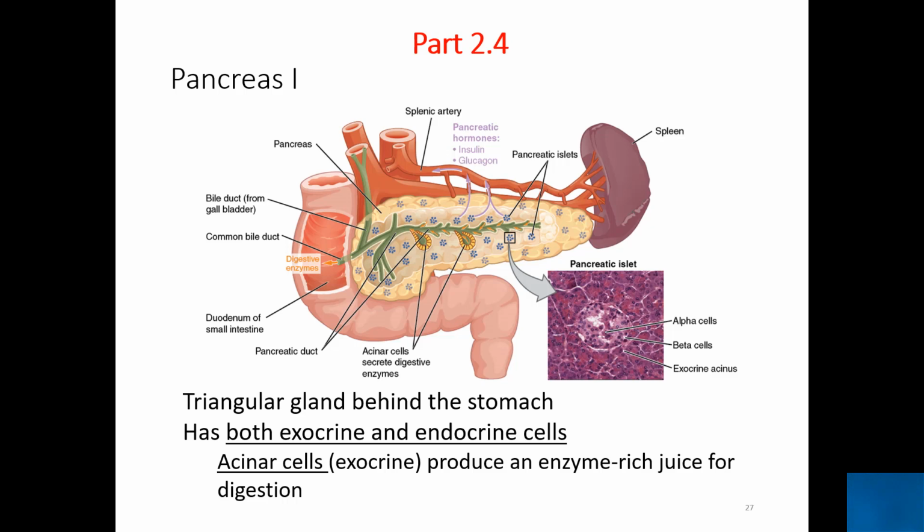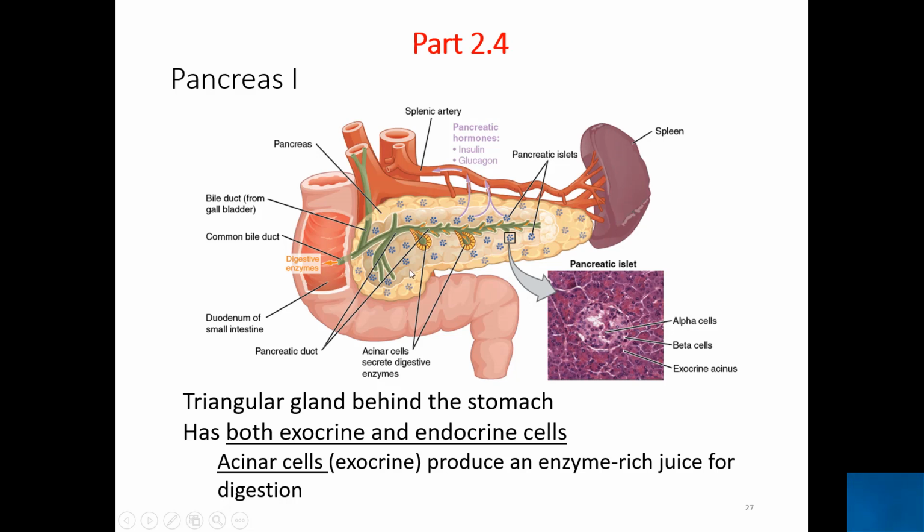Our next endocrine gland is the pancreas. Pancreas is a pretty large organ which is located inferior and posterior to the stomach. Stomach would be approximately right here, so pancreas is under it and behind it. Pancreas has a triangular shape, that would be head of the pancreas, body, and a tail of the pancreas, which is sitting next to the spleen.